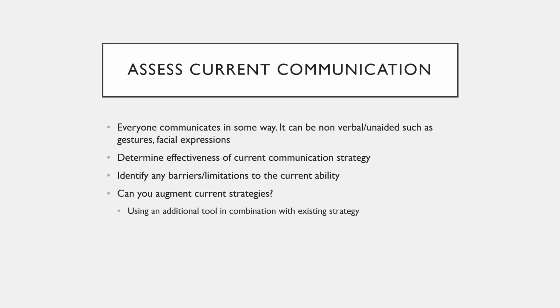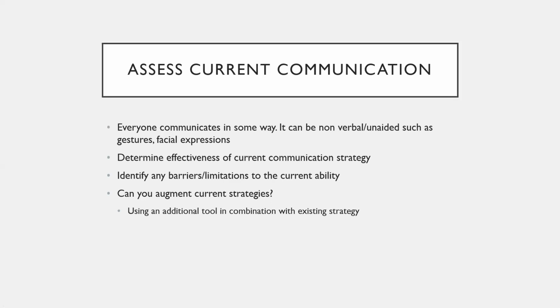So a little bit more on assessing current communication. It's important to keep in mind that everyone communicates in some way. It can be nonverbal or unaided, such as facial expressions or head nodding and all of that. But we really want to determine the effectiveness of whatever their current communication strategy is. So oftentimes, we see, oh, well, so-and-so's nonverbal. And they're nonverbal if they're not using natural speech. That is just a term that we use in our field. But we want to go a bit further than that.